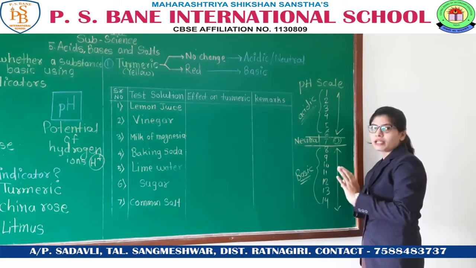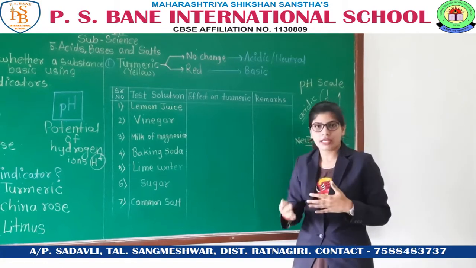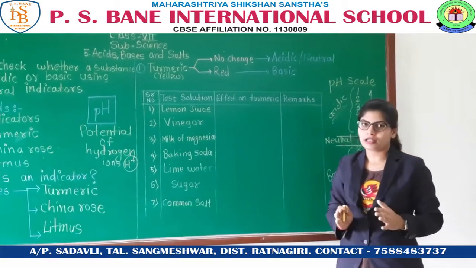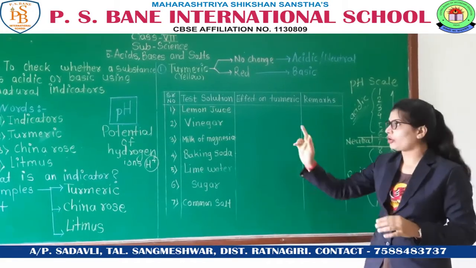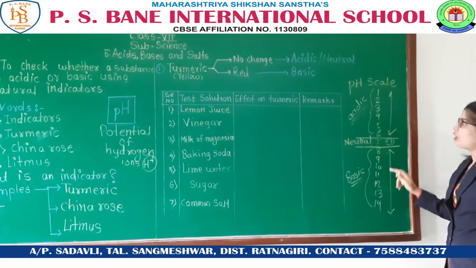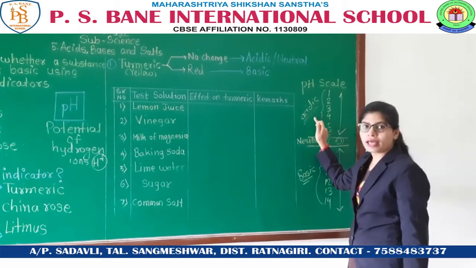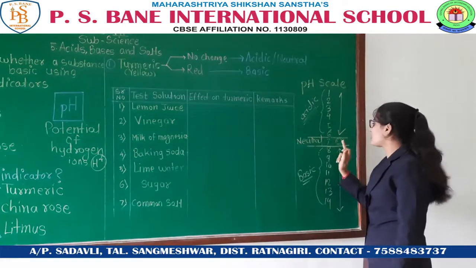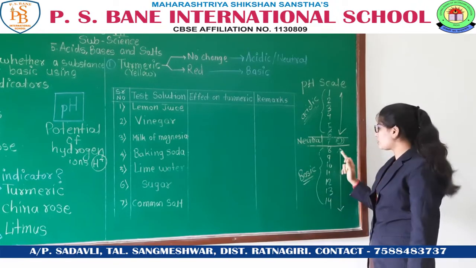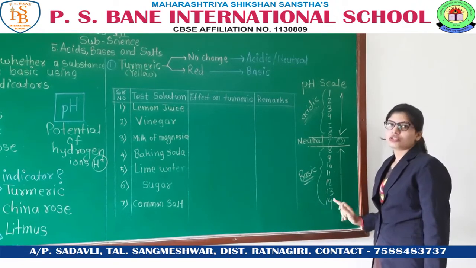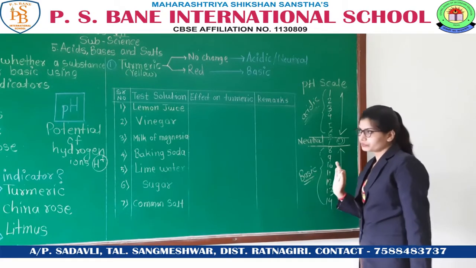Understood about pH and pH scale? In the next class we will see pH and the pH scale in detail, but for now this information is enough. So a pH of 1 to 6 means the solution is acidic. If pH is 7, the solution is neutral. And if the pH is 8 to 14, the solution is basic. Understood?